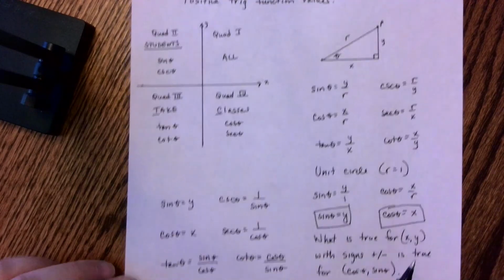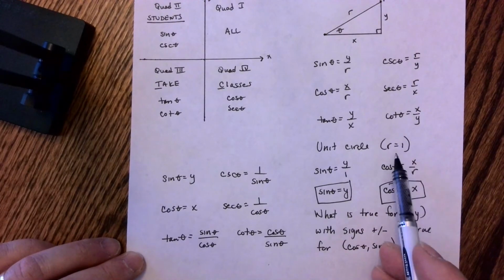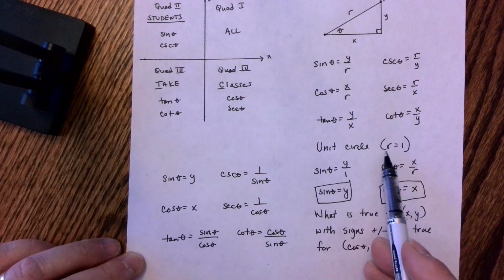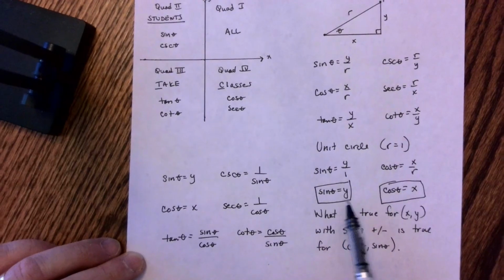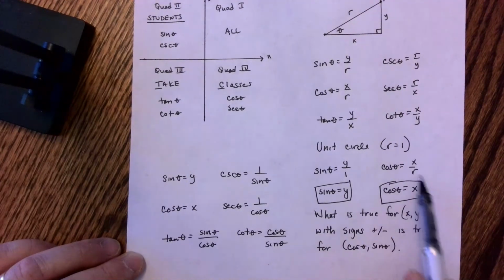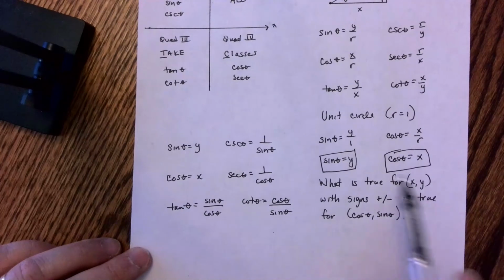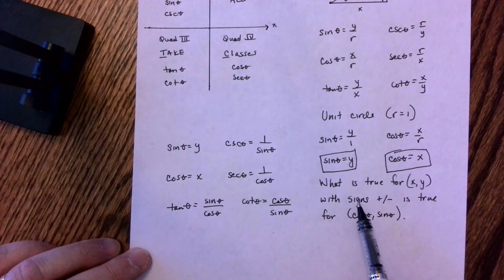Now, what if we go into the unit circle, meaning we don't care what the radius is, we're just going to look at the basic unit circle, meaning our radius is 1. That means my radius would become 1, so my sine would actually equal y, and that's very important. And my cosine, if my radius is 1, would actually become x. So we can say this: what's true for x and y with respect to positive and negative is also true for cosine and sine.